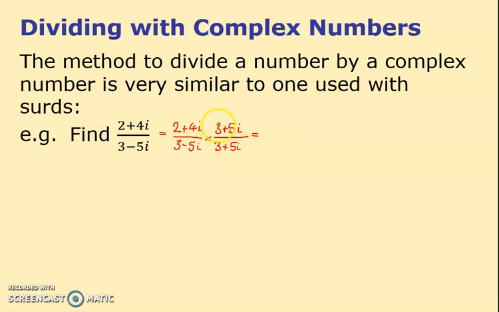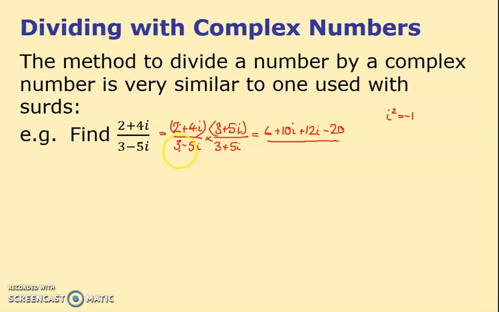So I'll do the top. You treat this like a double bracket, because there's more than one thing on here. 2 times 3 is 6. 2 5i's are 10i. 4i times that is 12i. And 4 times 5 is 20. Notice the i squared, so I'm just going to write minus 20 because I know that i squared is minus 1. This is something that comes up loads.